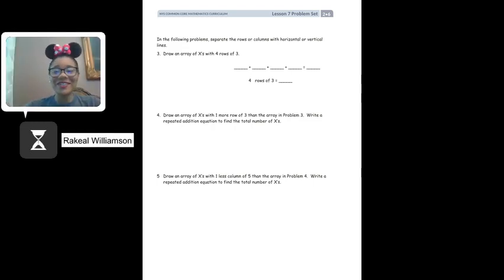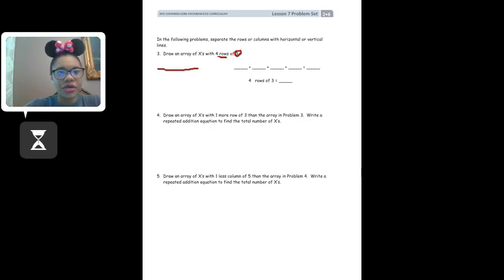All right, boys and girls, now we're going to work on number 3. Draw an array of x's with 4 rows of 3. So what I'm going to do is grab my red pencil because we're going to make 4 rows of 3 x's. So I'm going to have one row here, another row here, another row here, and then one more row here. So then I would have 4 rows with how many x's in each row?